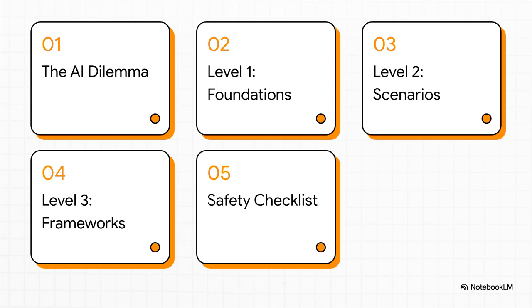Okay, so here's how we're going to break this down. First, we'll look at the big problem, what we're calling the AI support dilemma. Then, we'll walk through 3 levels of skill, starting with building foundations, moving up to handling scenarios, and then hitting the advanced stuff with designing frameworks. And to finish, we've got a crucial safety checklist for you.